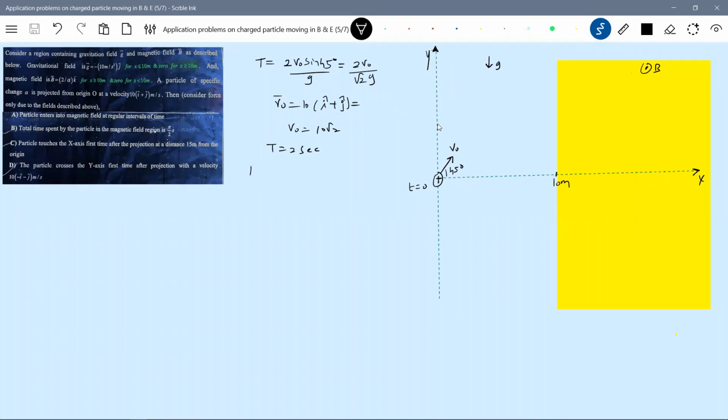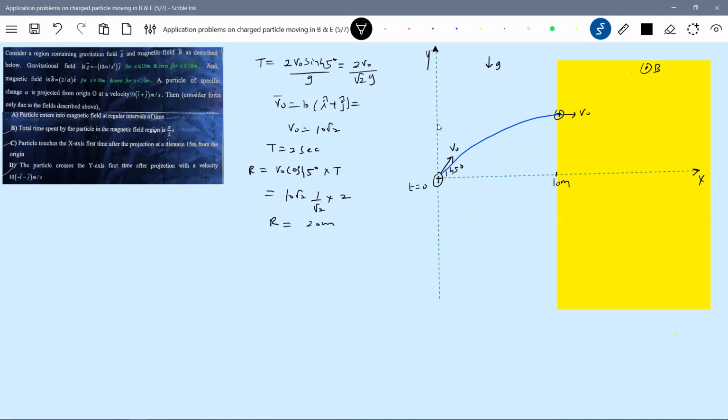Then what is the range? I think we need the range also. So we know v0 cos 45 into the time of flight. So v0 is 10 root 2, 1 by root 2, time of flight 2 seconds. So 20 meters is the range, but 10 meters is there. Okay, exactly at half of the range, exactly at the highest point, it is going to cross. I think the problem is really very simple now.